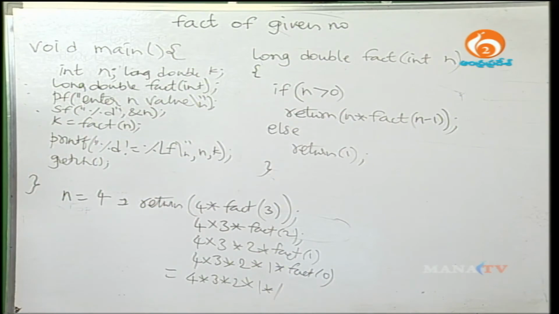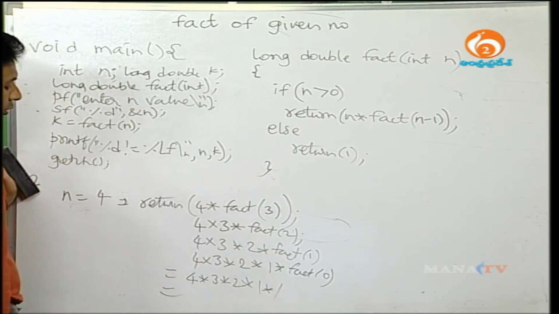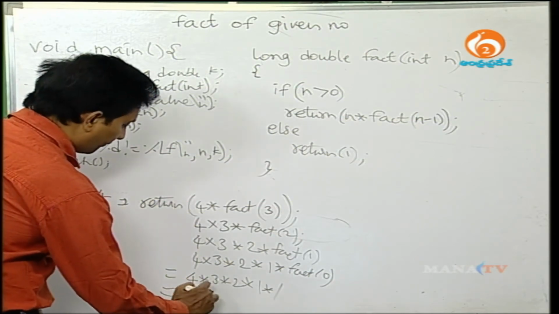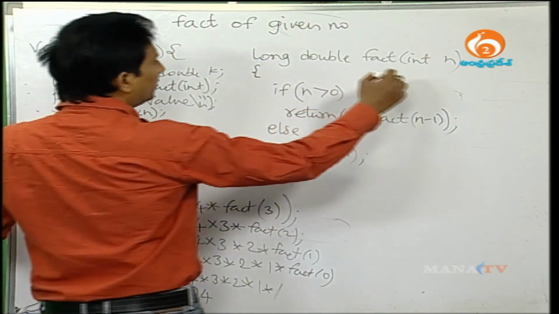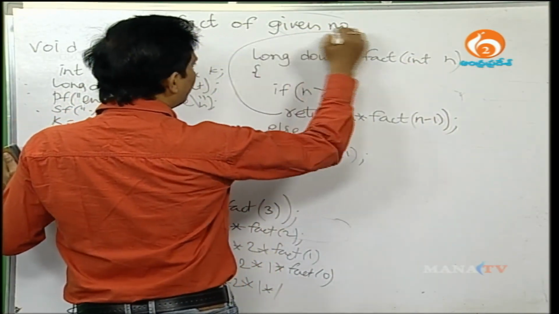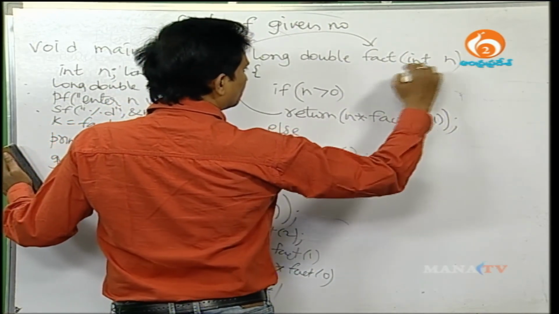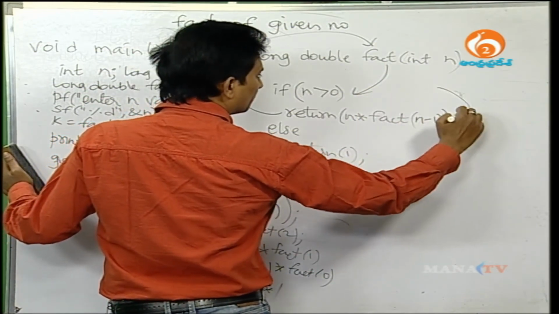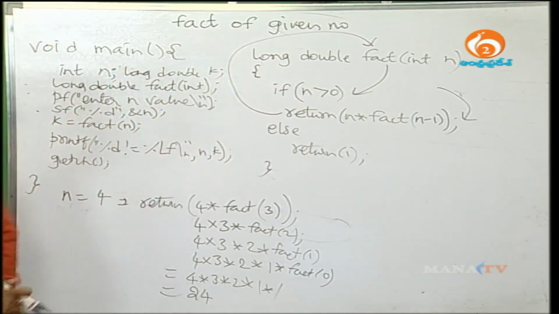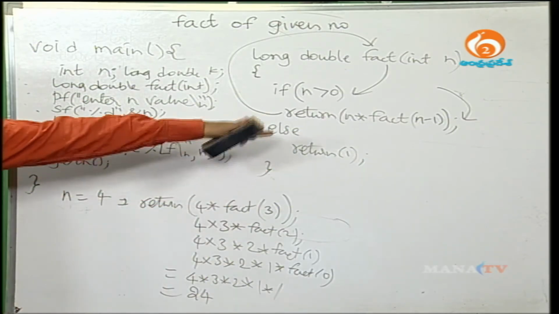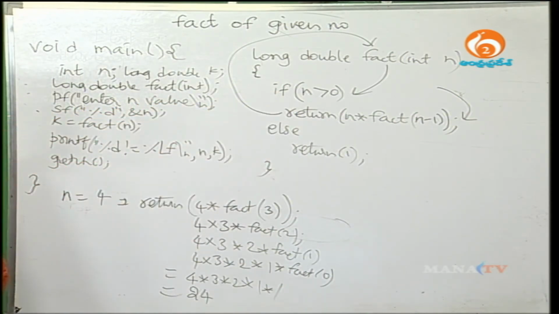So here 5 function calls are involved. We will get 4 into 3 into 2 into 1, that is 24. Here you can see a function is calling itself, this is the recursion function. There are 5 function calls here. Every time it returns, finally 24 is returned. So, this is an example program for the recursion function.